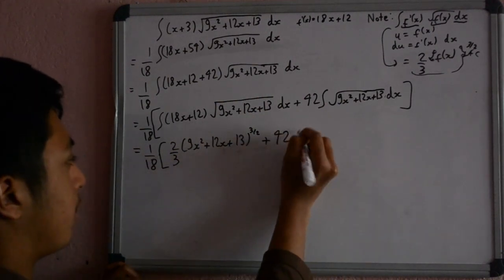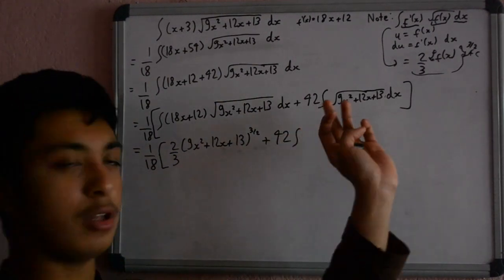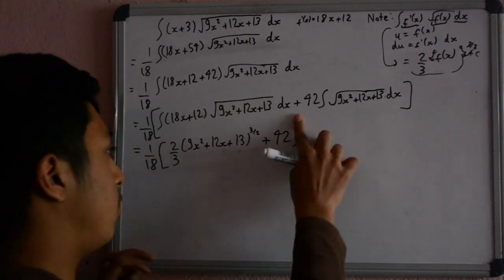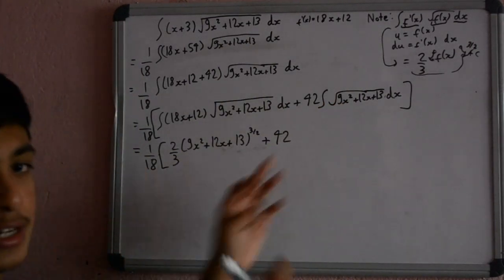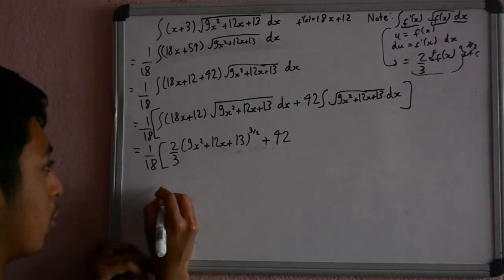Plus 42 integral. Now let's solve for this integral over here. So let's write the answer in the next part, and let's do the integral over here.